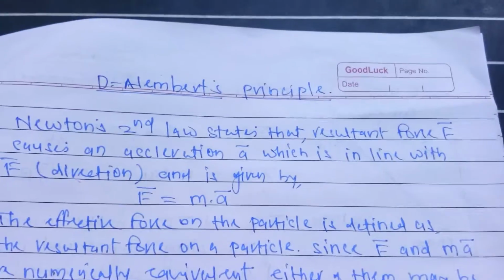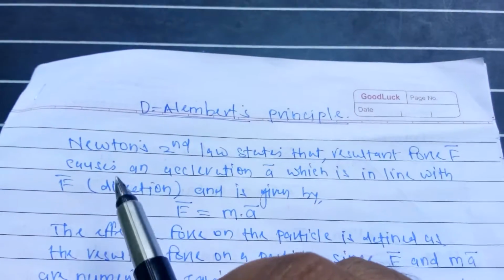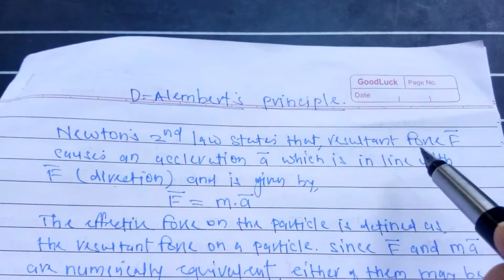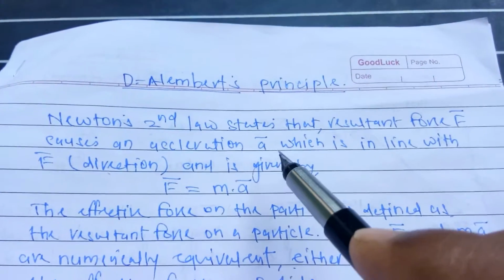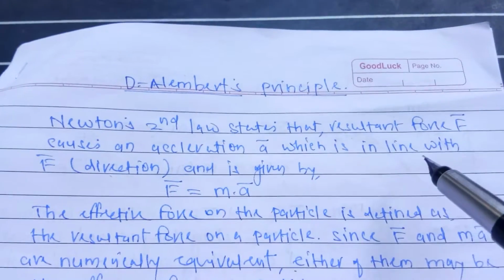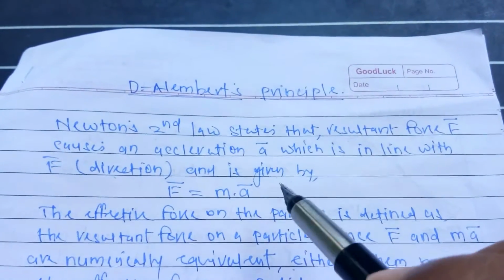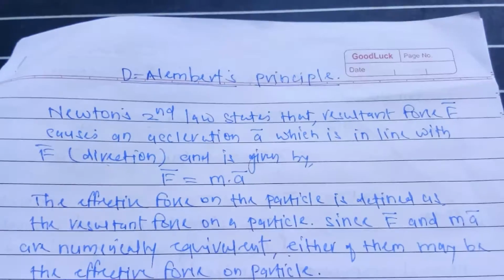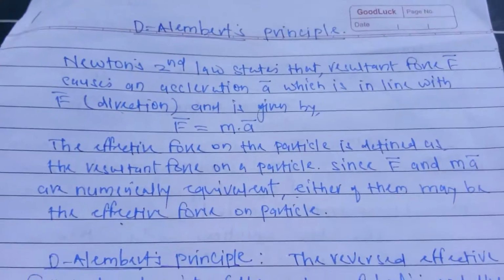Dear students, we will see D'Alembert's principle today. Newton's second law states that a resultant force F bar causes an acceleration A bar which is in line with F bar, that is in direction, and it is given by F bar equals m into A bar. This is Newton's second law, we already know it.